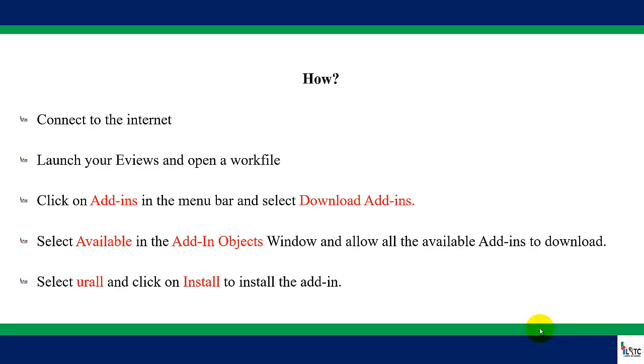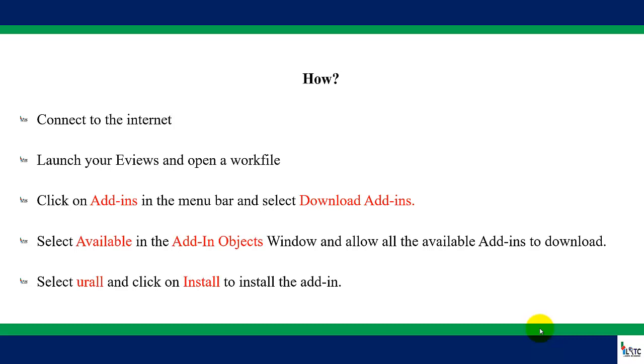That is, if you have not been using that particular add-in before. But if you have been using the add-in before, then you don't need to click on download. You just click on add-ins, then you select the add-in. But if this is your first time of using the add-in, the first thing you do is that you click on add-ins in the menu bar, then you select download add-ins.